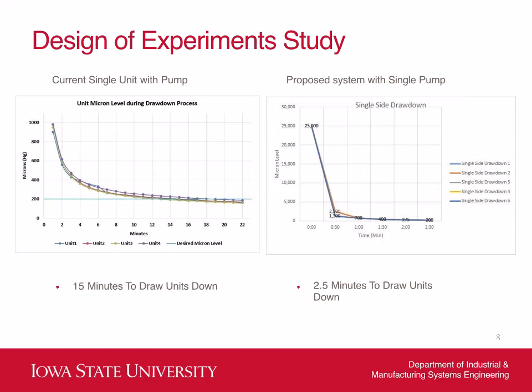After rebalancing the condensing line, we performed a design of experiment study on the vacuum drawdown process. We concluded that it takes 15 minutes for a unit to be drawn down to 200 microns. After analyzing the current state, we analyzed a future state design with a new pump. This test concluded that it is 83% faster to draw down with this new pump and manifold system, going from 15 minutes drawdown to 2.5 minutes.